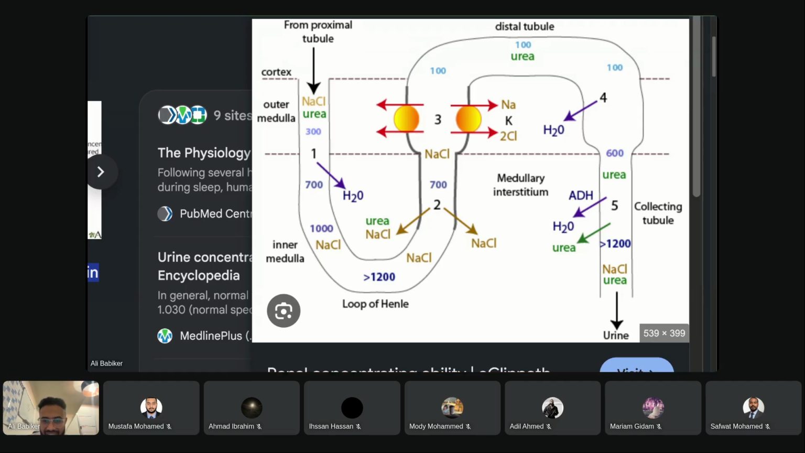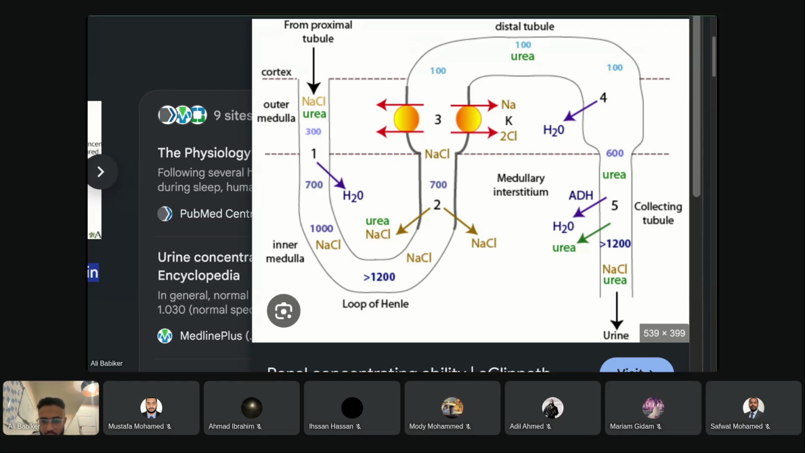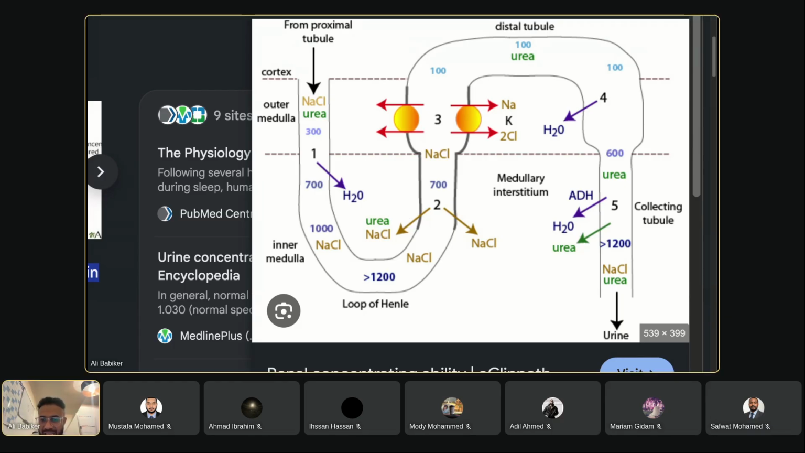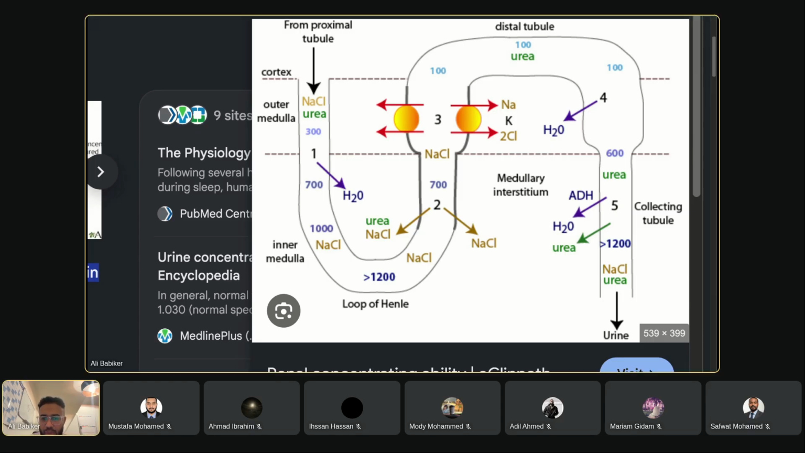So the thick ascending loop of Henle pushes NaCl outside. This will lead to the medulla having a high NaCl concentration. In short, the medulla will be salty. It's very salty because the ascending loop of Henle keeps pushing NaCl. All right. And the water is not able to come in.